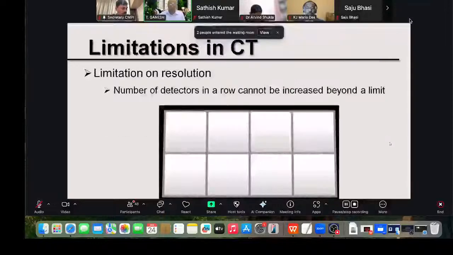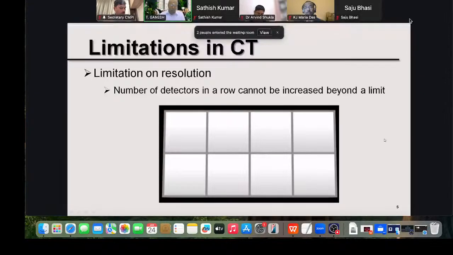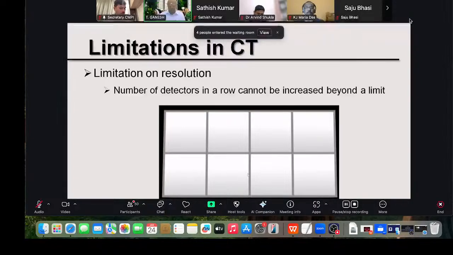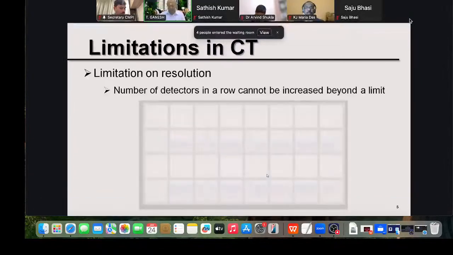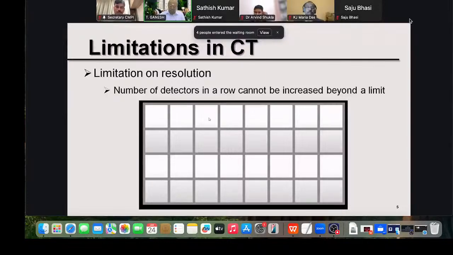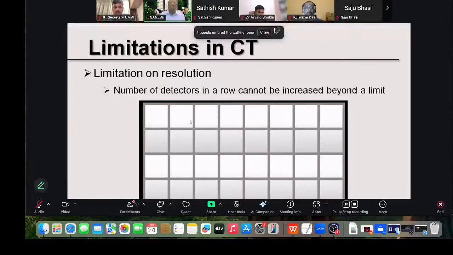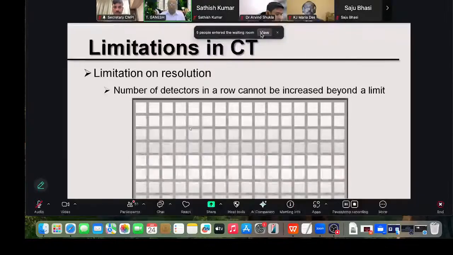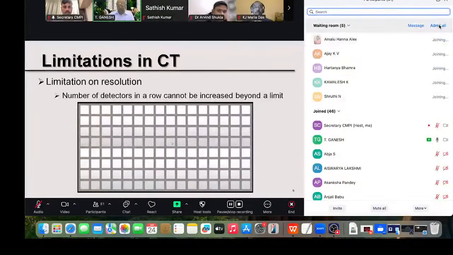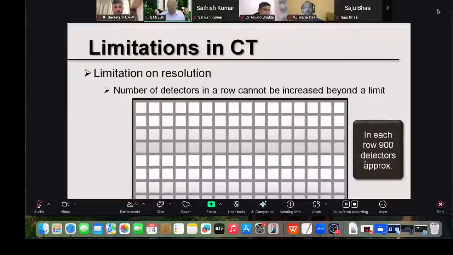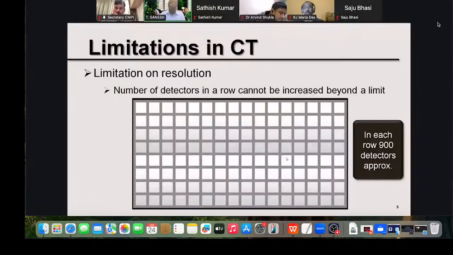Now, when I say matured or there is no further scope for improvement, there are many limitations. For example, there is no further scope for improving the number of detectors. Initially, we started like this with a large sized detector, and then we increased the number of detectors or decreased the size of the detector like this. And now we have these many detectors. Currently, there are about 900 detectors in each row. That's the number of detectors in the modern day CT scanners.